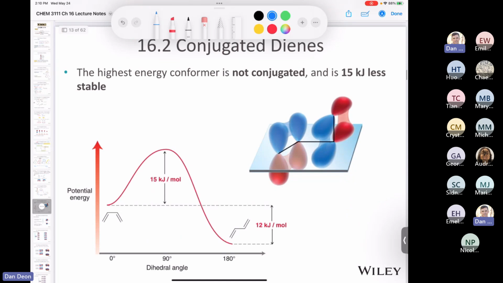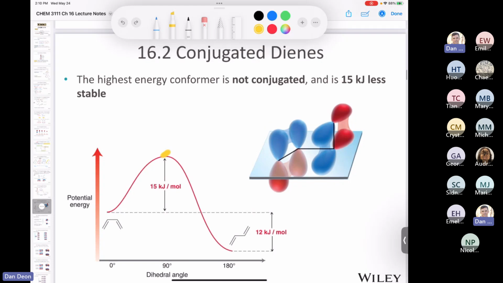So here's a picture of what happens when you get to the highest point here of this potential energy. It's not an activated complex, but because you break the planarity, if you will, or you break the overlap when you go from the S-cis to the S-trans, there's no overlap between this p orbital and this p orbital, so you don't have a continuous orbital overlap, and so we consider that to be unconjugated. It's not conjugated. All right, so that covers the first two sections of chapter 16. There you go, we're done.